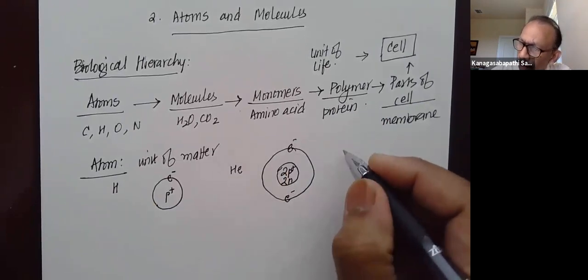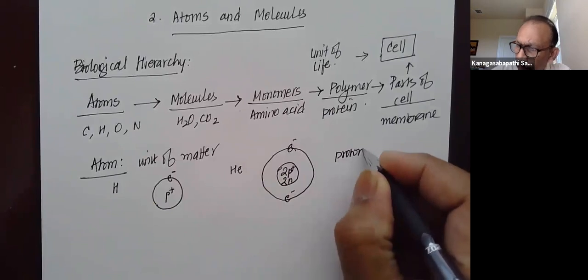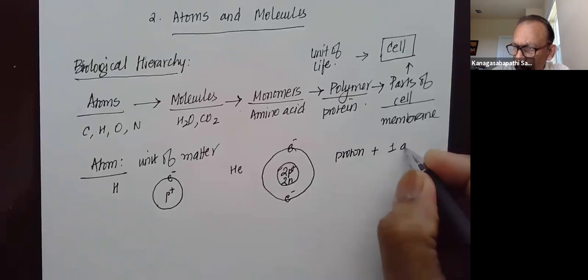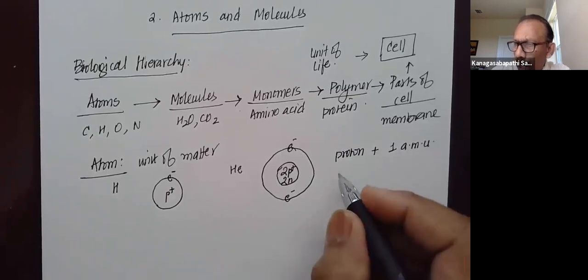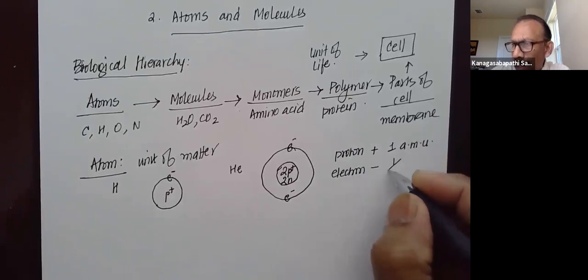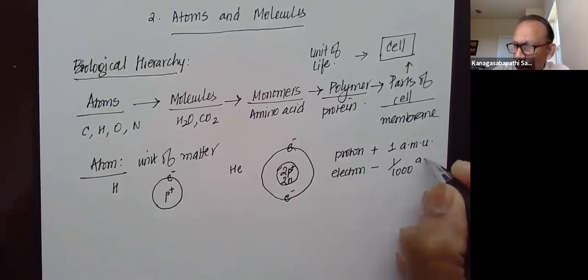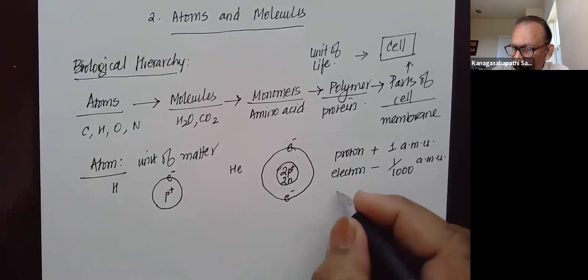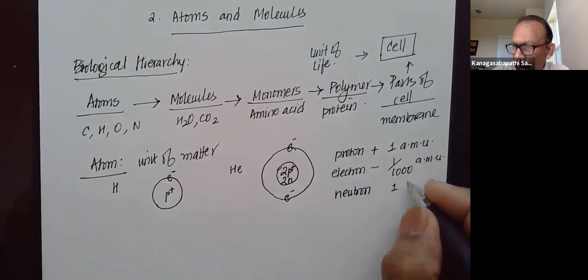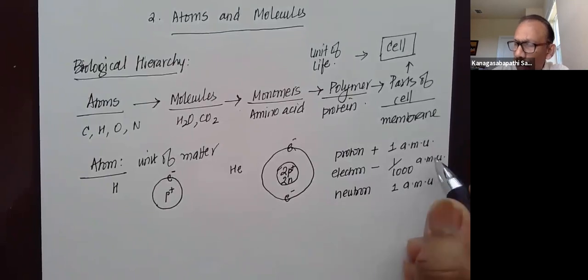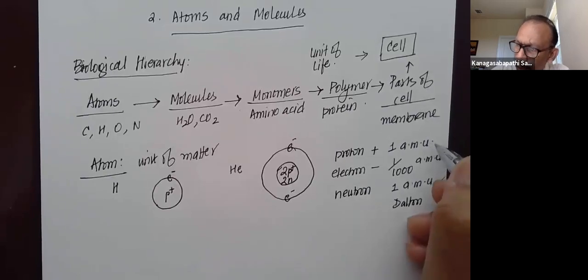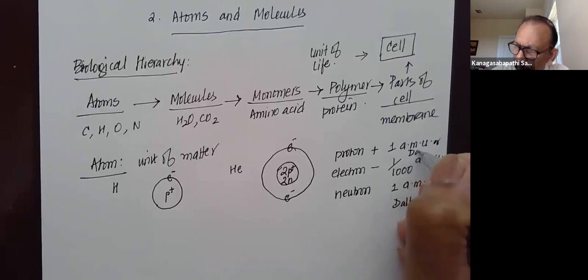And all of you know the proton is a positive charge. And this is one atomic mass unit. And electron, as you know, has a negative charge. It has 1,000th of an AMU. So it doesn't literally have any mass. And neutron has no charge, and this has one AMU. And this AMU is also called as Dalton. This is another unit, and you can measure that as a Dalton.